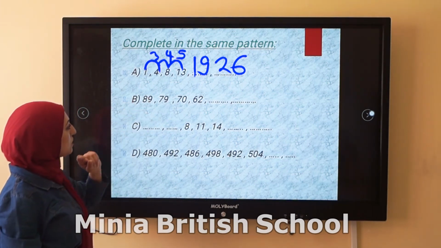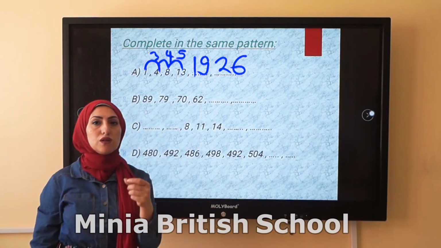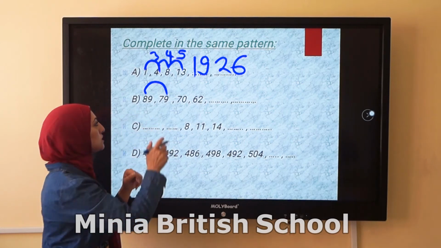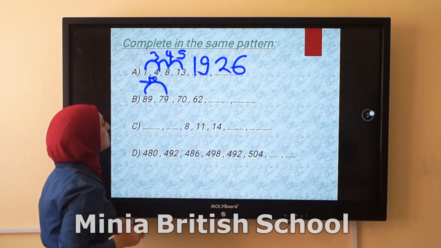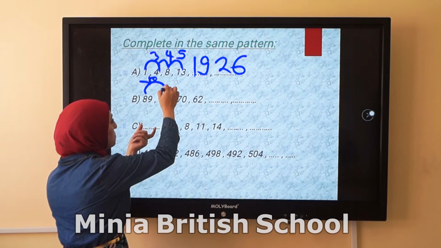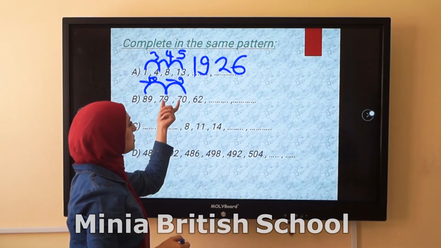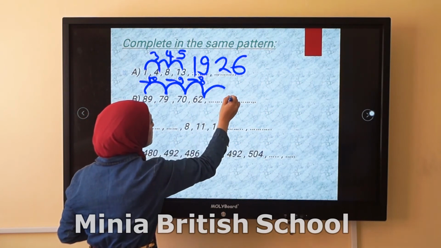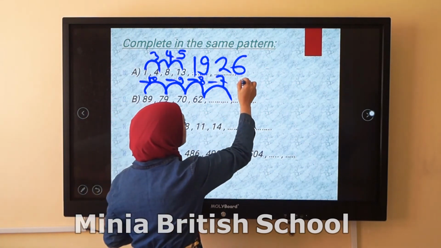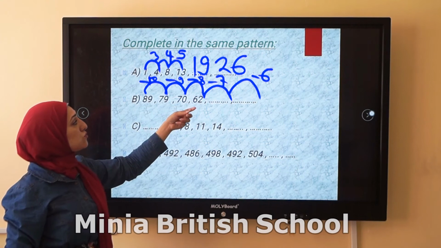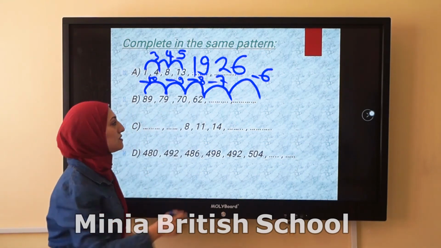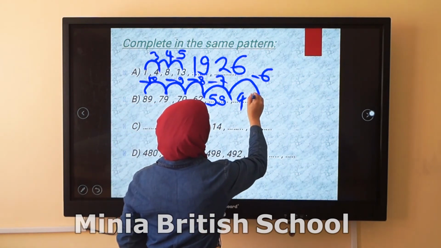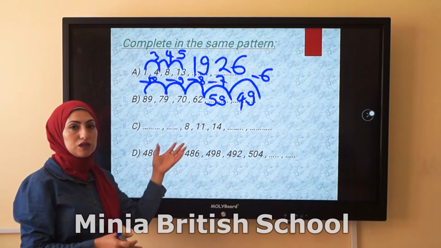Okay? The next one. 89, 79, 70, 62. Think about the rule here. Here we subtract because the number decreased. So here subtract 10, then 79 becomes 70. We subtract 9, 70 becomes 62. We subtract 8. So the next number we will subtract what? 7, excellent. Then we will subtract 6. Okay, let's see here. 62 minus 7 will be 55. 55 minus 6 equals 49. I hope that it's more clear now.